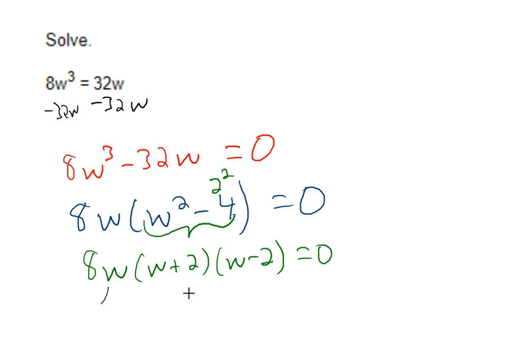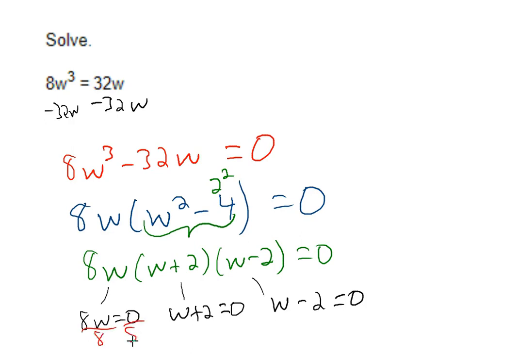Then we set each factor equal to 0. So we'll have 8w equals 0. We'll have w plus 2 equals 0. And we'll have w minus 2 equals 0. And then you solve for w in each case. So here we'll divide by 8 on both sides. But this will still be w equals 0. So that'll be my first solution.